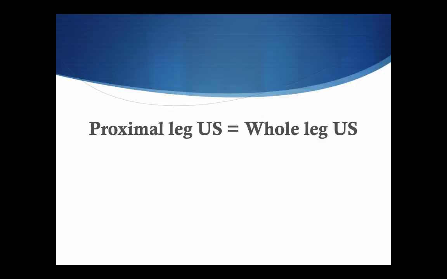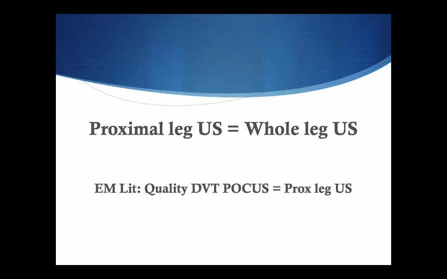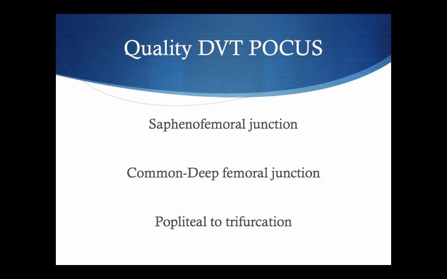So just again, reminder take-home points: proximal leg is pretty much equivalent in the guidelines to whole leg ultrasound. If you do a quality DVT POCUS, and I'm going to go over that quickly, it's the same as a proximal leg ultrasound. And so here's what a quality POCUS is. You got to get the saphenofemoral junction, so that's way up in their groin, where you're going to feel uncomfortable putting your hands next to the patient, and you got to find that junction.